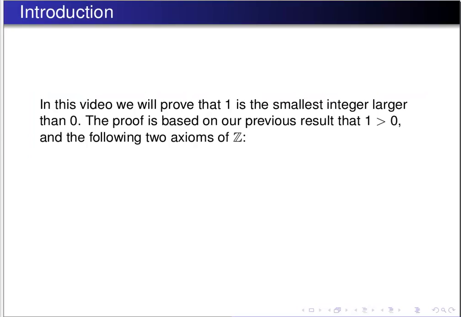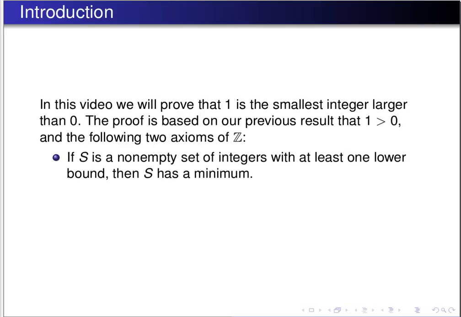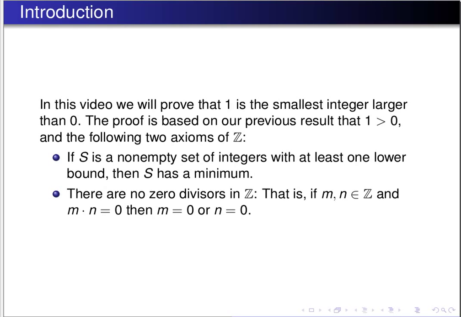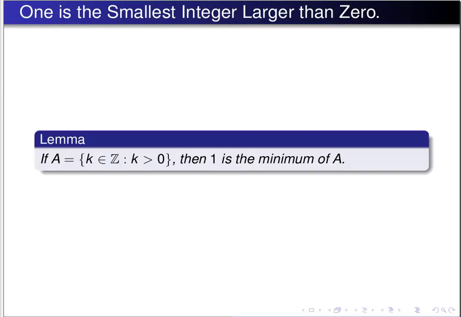So the proof is based on our previous result again that 1 is greater than 0. And we'll use the following two axioms of the integers. The fact that if you have a non-empty set of integers that's bounded below, then that set of integers has a minimum element. And we'll use the fact that there are no zero divisors in the integers. So if the product of two integers is equal to 0, then one or both of those integers is equal to 0.